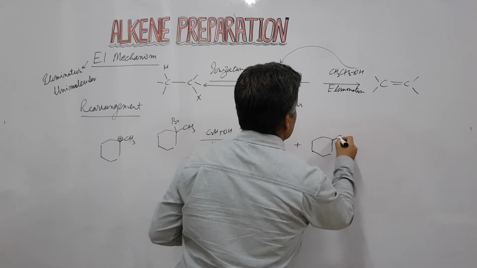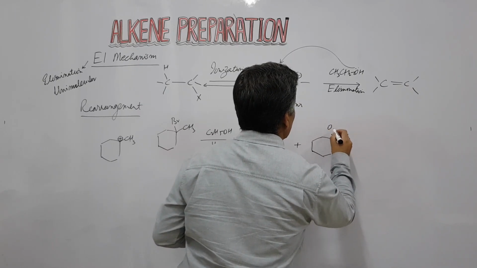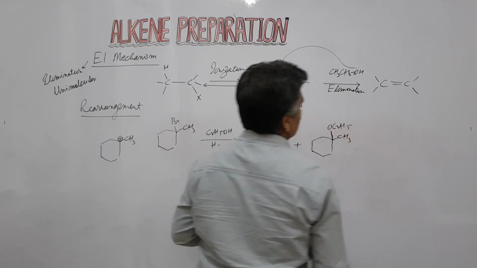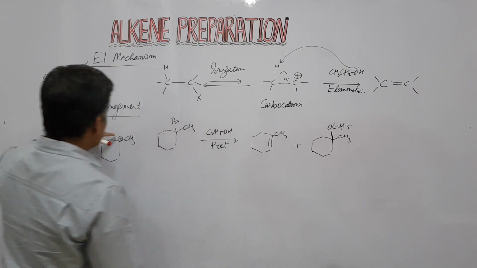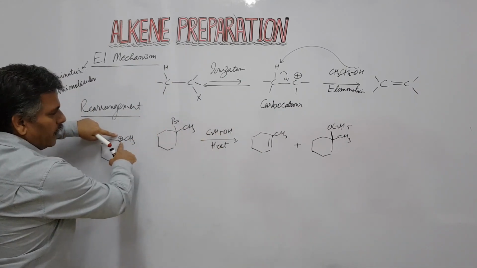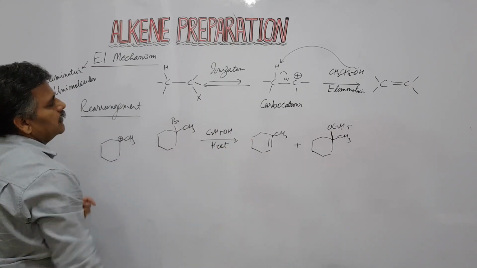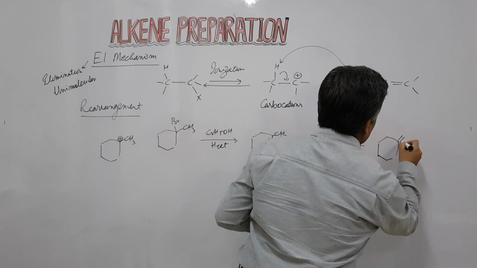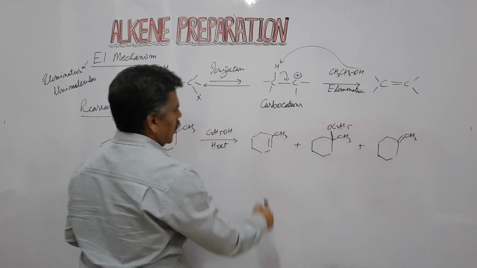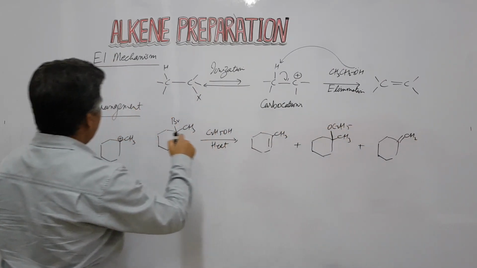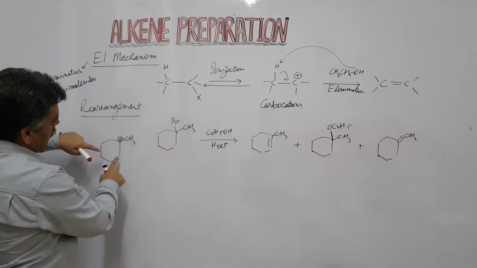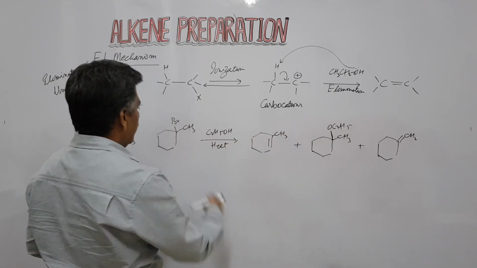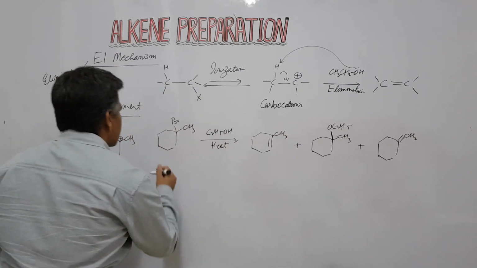CH3 and O C2H5. This is the substitution product. If this oxygen attacks as a nucleophile on this carbocation, then we have the substitution product. And also another minor product, this, because here we have two different types of beta hydrogen. If you look at this hydrogen or this hydrogen, both of these are the same. So it means three different products are expected from this reactant, the cyclohexane substrate.